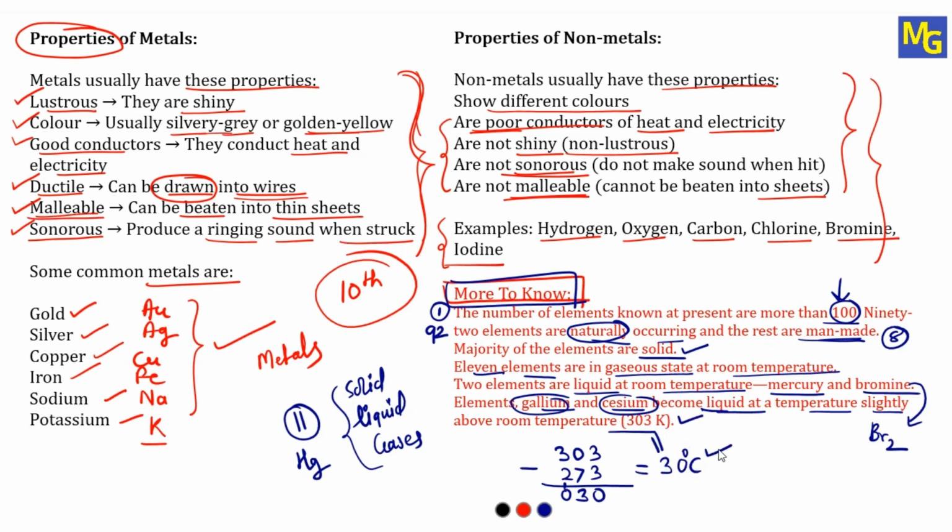I have explained all this in my earlier videos. You can go through my channel and watch all those videos, you'll understand. So at 30 degrees Celsius, gallium and cesium can melt and become liquid. So these are some of the important points which are given in the NCERT book to increase the general knowledge or the knowledge about the metals and non-metals. So this was about elements.